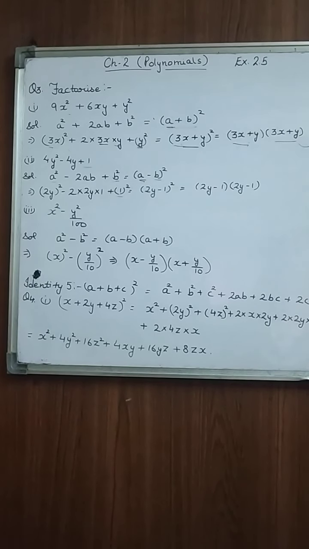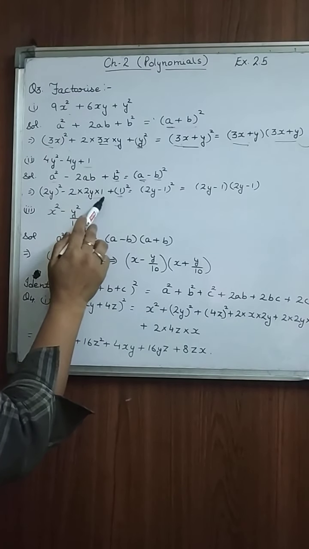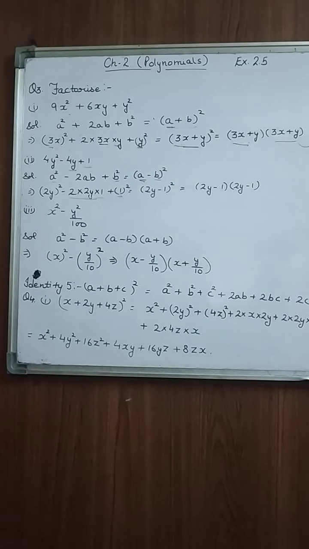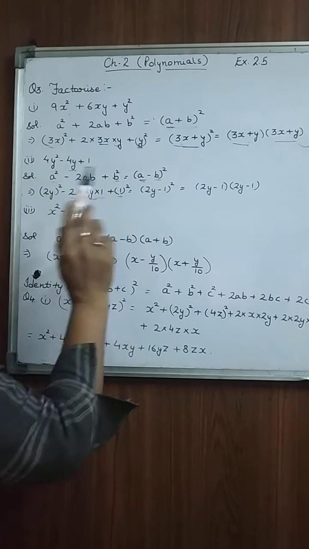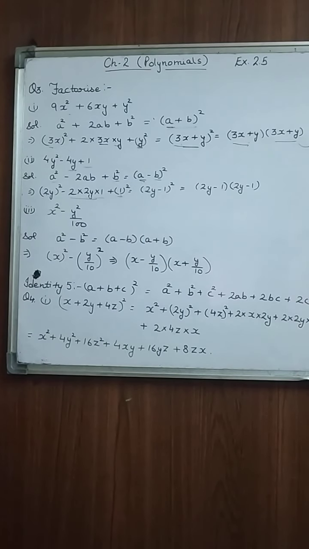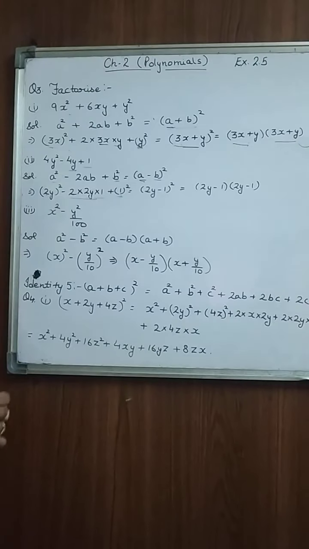Now we need to check the 2ab. 2ab is 2 into 2y into 1. Yes, it is equal to 4y. So we are going correct. Now let's go to a minus b. So 2y minus 1 whole square. We have got 2y minus 1 into 2y minus 1. Let's come to the third part. x square minus y square upon 100.